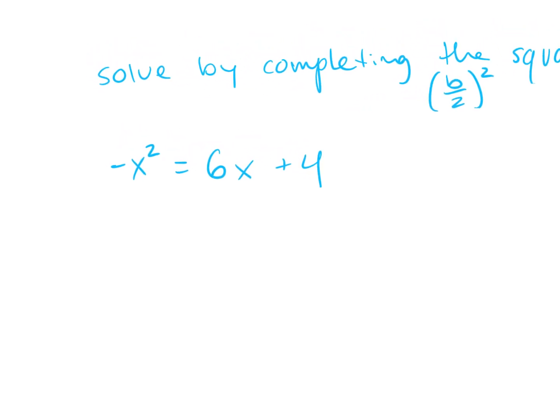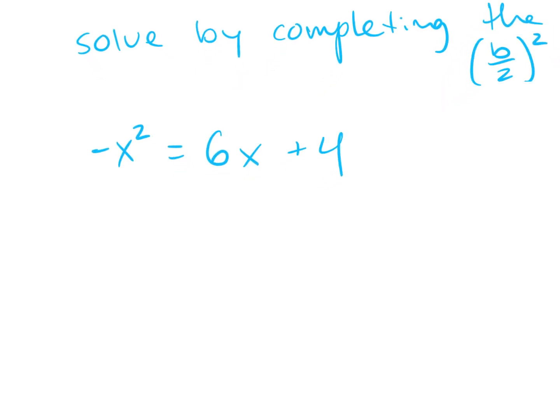What should I do first here? Add x squared. I want to add x squared to move it to the right side. We don't like solving or factoring when our leading coefficient is negative. So always just try to make it positive if you can. Move it to the other side or divide everything by -1. So let's add it to move it over. So I have 0 is equal to x squared plus 6x plus 4.